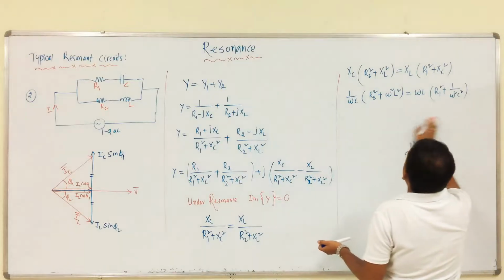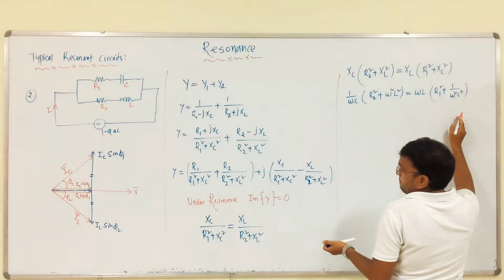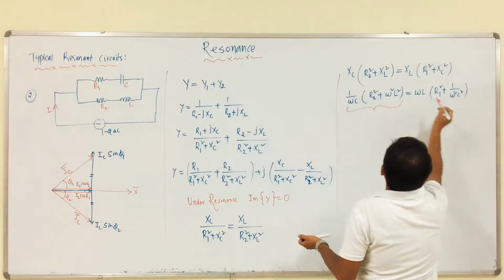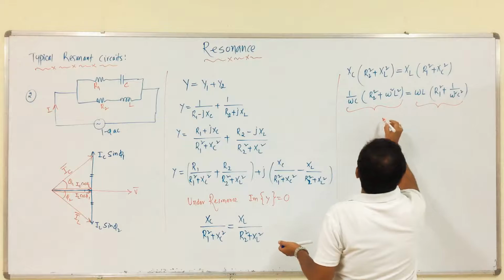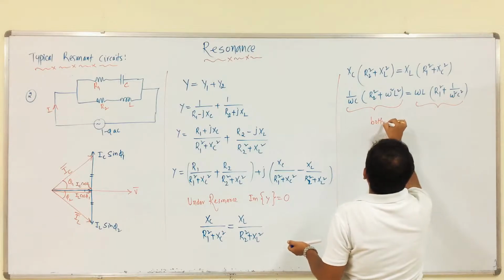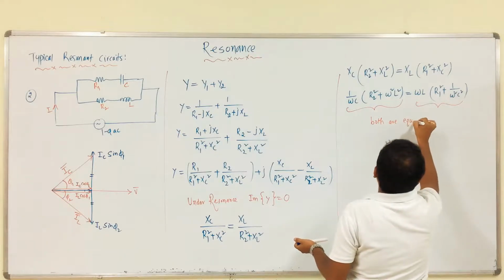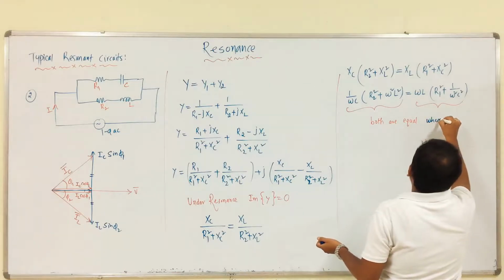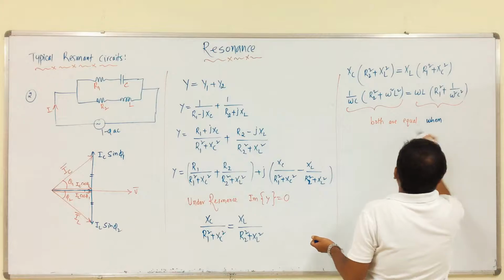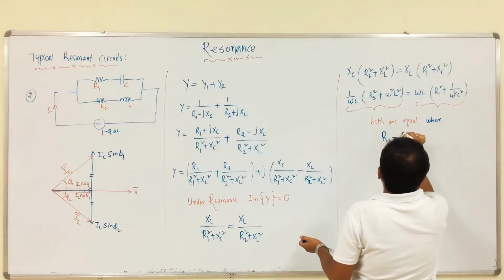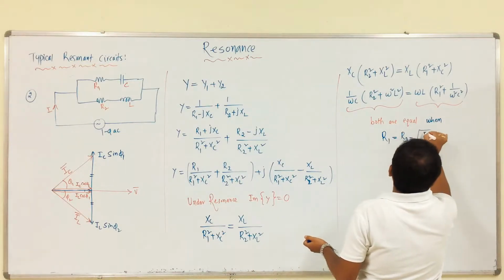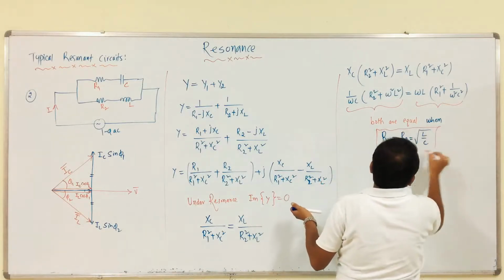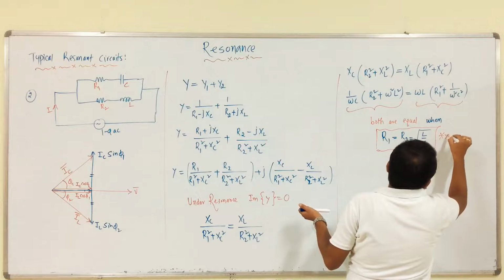So, for example, this part and this part both are equal when R1 is equal to R2 is equal to square root of L by C. This is a very, very important observation.